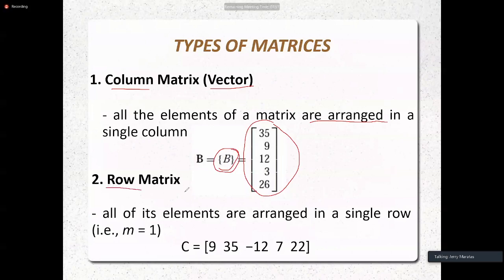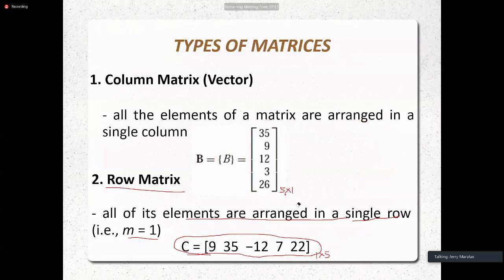Another type of matrix is a row matrix. If all the elements are arranged in a single row, like this one, the number of rows is just equal to 1, so it is said to be a row matrix. What's the size of this matrix? It is 1, 2, 3, 4, 5. It's 1 by 5, meaning 1 row and 5 columns. How about this? This has 5 rows and 1 column. So the size of this matrix is 5 by 1.